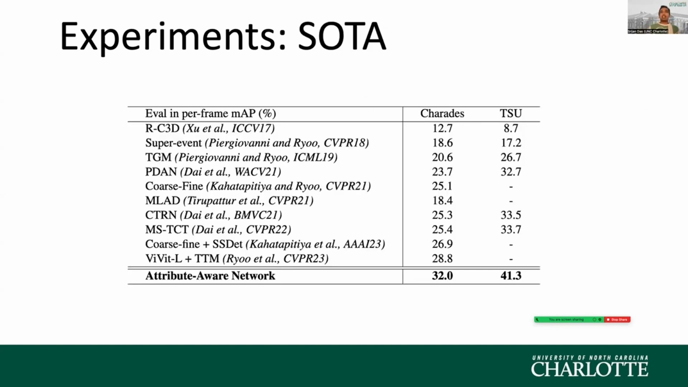We also see the state-of-the-art results on Charades and TSU. Clearly, Attributes-Aware Network outperforms all the present state-of-the-art methods. One of the reasons is that we are using a CLIP model, whereas all the other state-of-the-art methods have been using Kinetics pre-trained models. But in our method, CLIP pre-training should be used with the other components that we propose here.